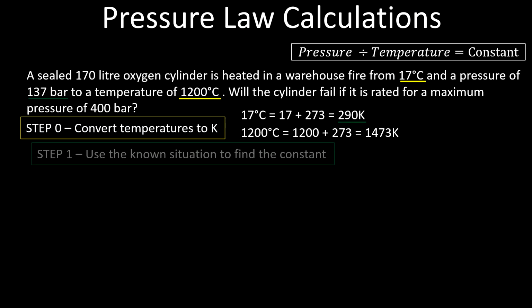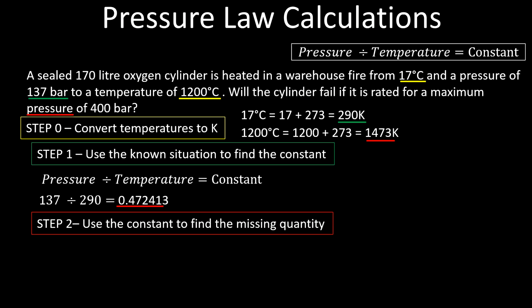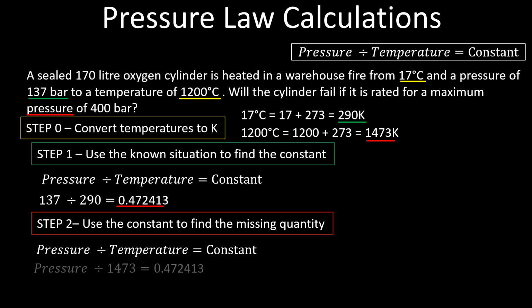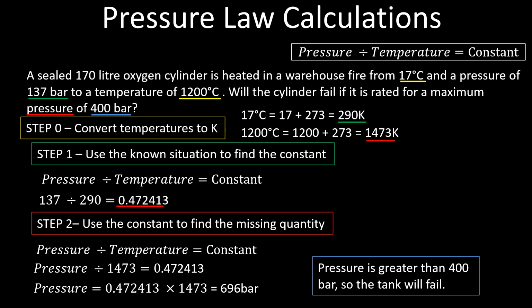And then it's basically the same. We use our known situation at the start, our converted temperature of 290 Kelvin and our pressure of 137 bar to find our constant. 137 divided by 290 gives us this number. And then we use that constant plus the new temperature substituted into the equation to give us our pressure. We want to know what the pressure is, so we multiply both sides by the 1473 so that we get an answer of 696 bar. Okay? And that clearly is more than the 400 bar in the question, so the tank will fail.